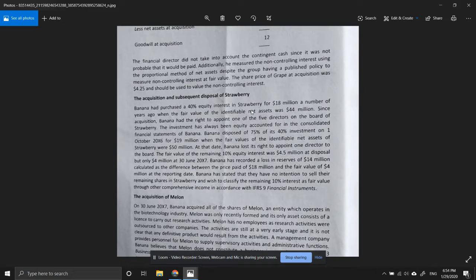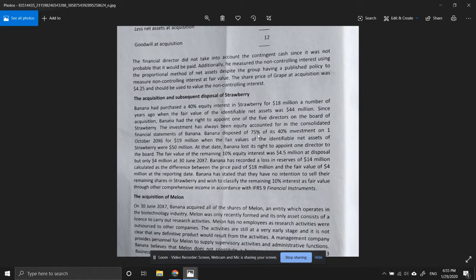So equity interest in Strawberry for 18 million a number of years ago, does not specify any date, when the fair value of net assets was 44 million. Okay, since acquisition, Banana had the right to appoint one of the 5 directors. So that means 1 in 5, that means 20%. So even though it has a holding of 40%, it should have been able to appoint 2 directors, but has only the right to appoint 1 director. That means out of the control criteria, we can tick one out. So the first thing is gone. It cannot appoint a majority of the directors. Okay, so that thing is out of the way.